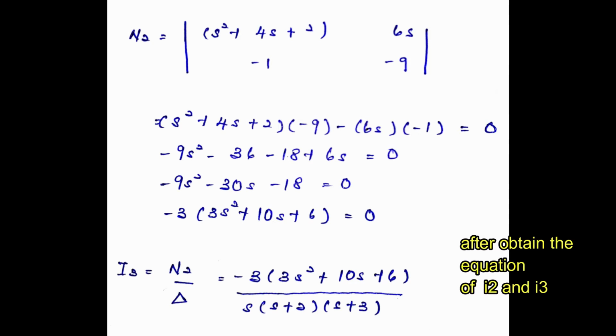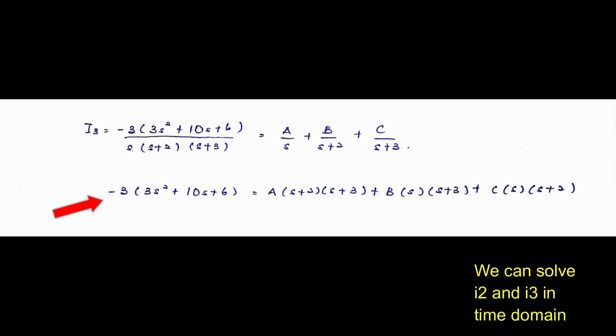After obtaining the equations for I2 and I3, we can find I2 and I3 in the time domain by using partial fractions. And after solving the partial fractions and using the table, we can solve for I2 and I3 in the time domain.